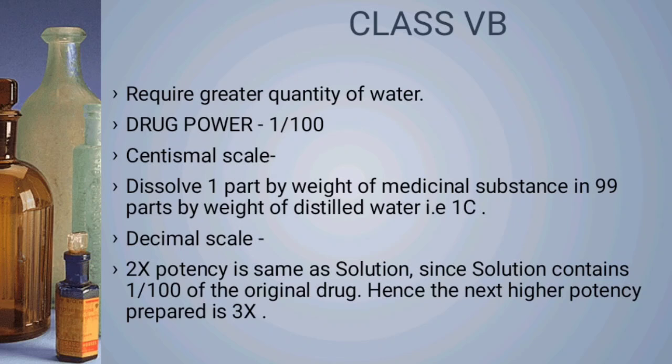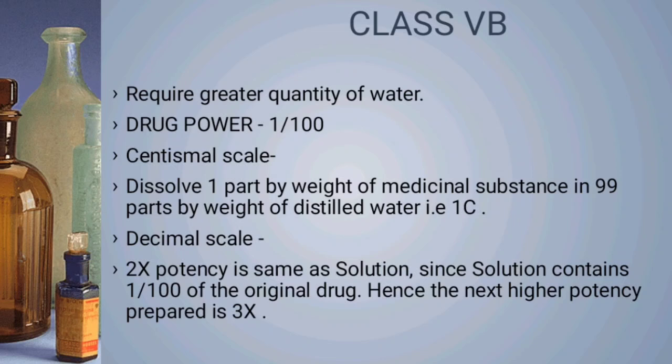But for the decimal scale, it is somewhat tricky. The drug power is 1/100, but the decimal scale strength is 1/10. So what we got, 1/100, is the 2x potency, correct? So we already got 2x potency. Then we will prepare 3x potency. How will we prepare 3x potency? We will take 1 part of the 2x potency and 9 parts of dilute alcohol, and give 10 downward strokes, then we will get 3x potency.